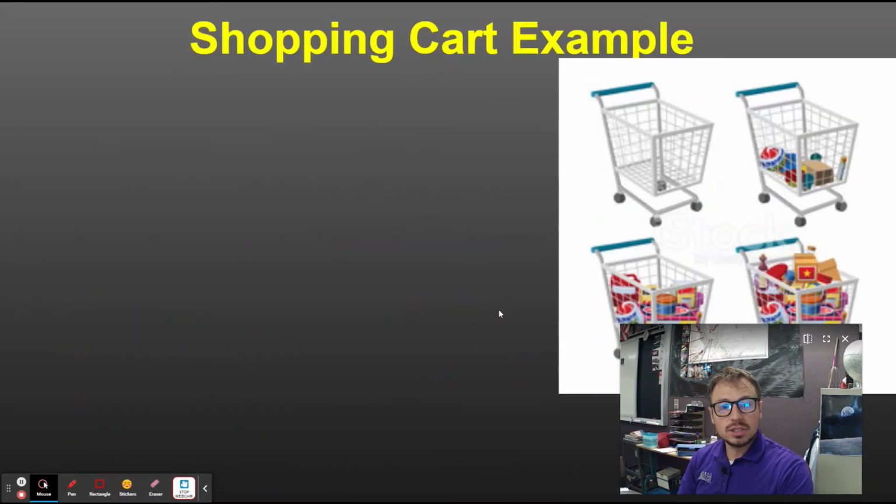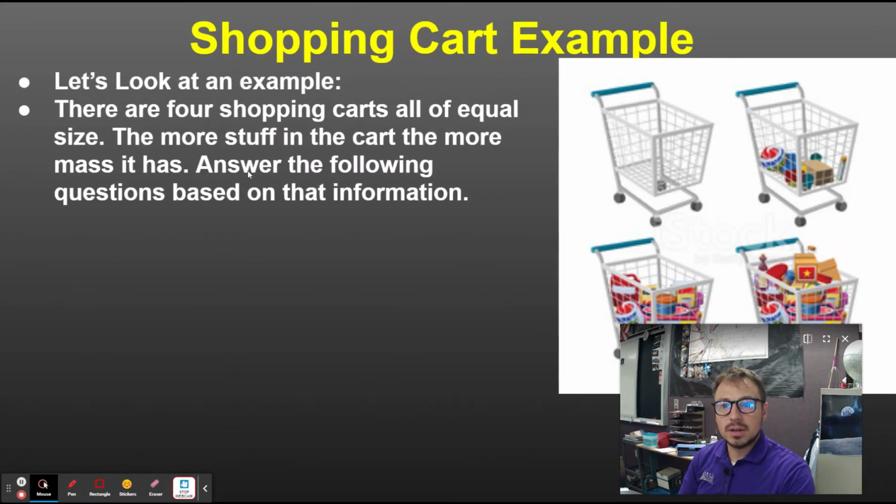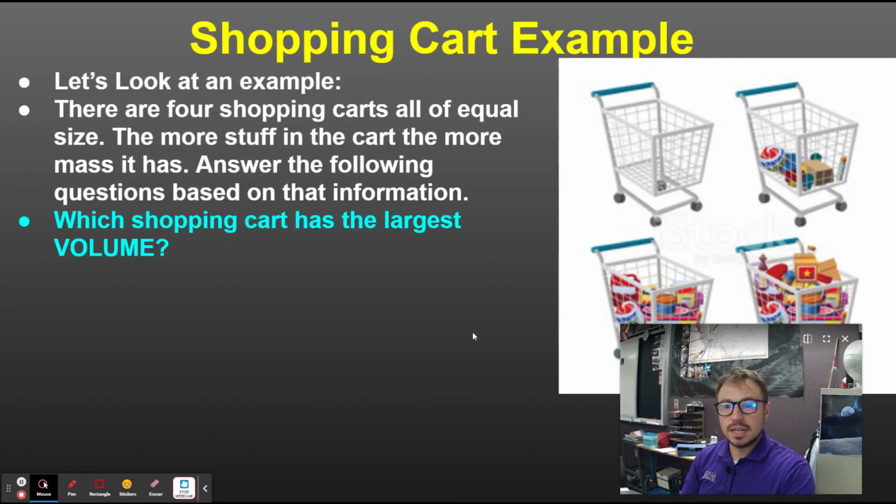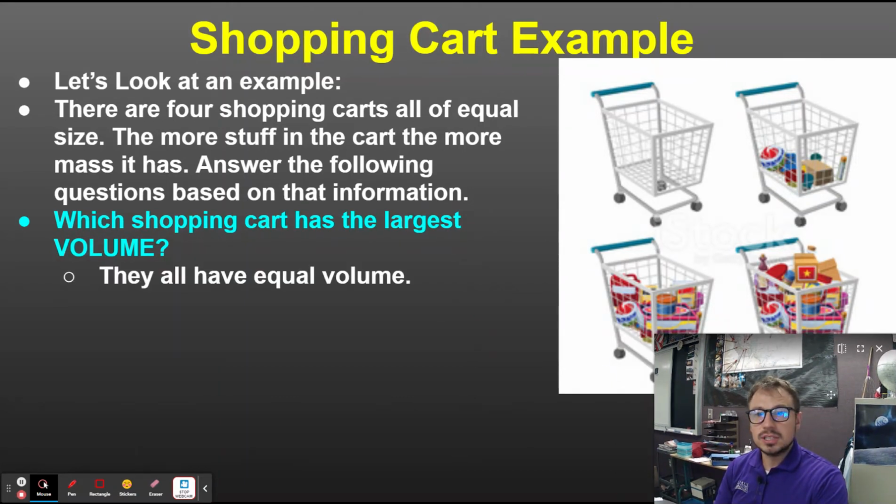Let's go over an example, a shopping cart example. There are 4 shopping carts, all equal size. The more stuff in the cart, the more mass it has. Answer the following questions based on that information. Which shopping cart has the largest volume? Well, the answer is they all have equal volume. That was in the question. It says there are 4 shopping carts of equal size. They take up the same amount of space. They can hold the same amount of groceries.